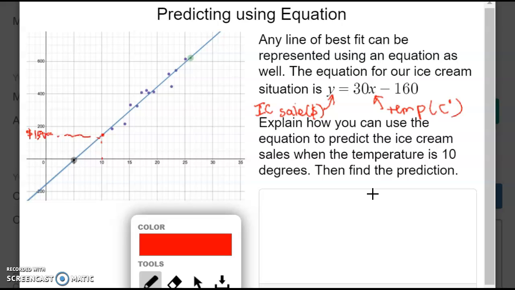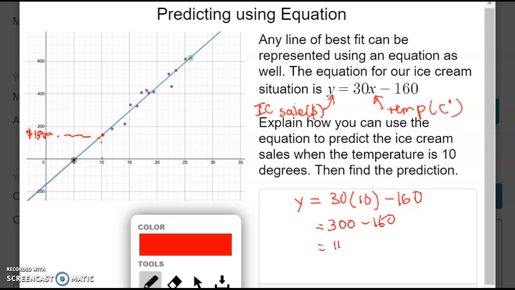Okay, how about using the equation? I can do the same thing. The temperature is 10 degrees. That means x is 10. So y is what we're trying to find. So y is 30 times x, which is 10, minus 160. 30 times 10 is 300 minus 160.